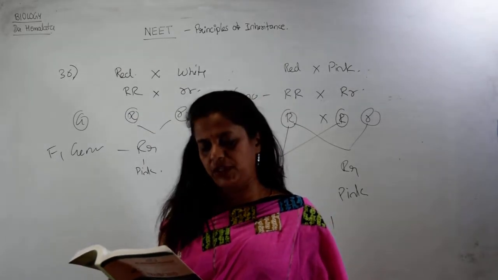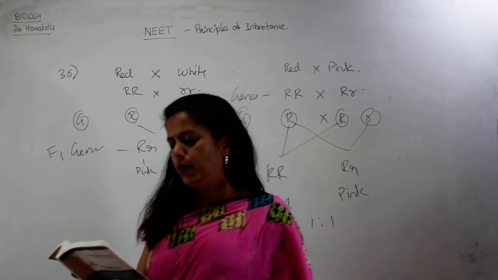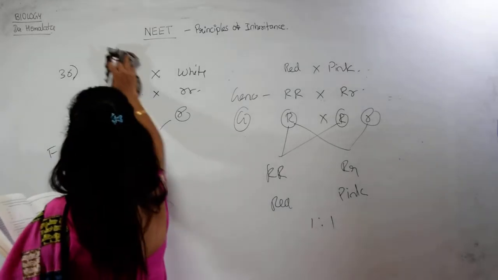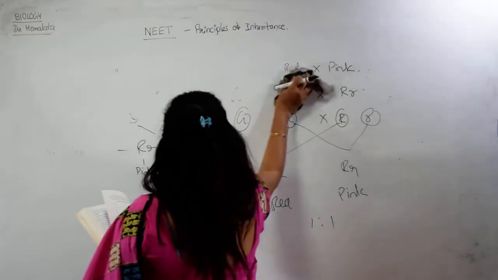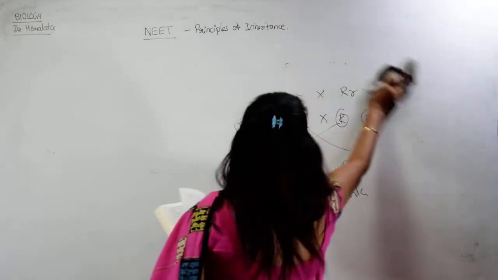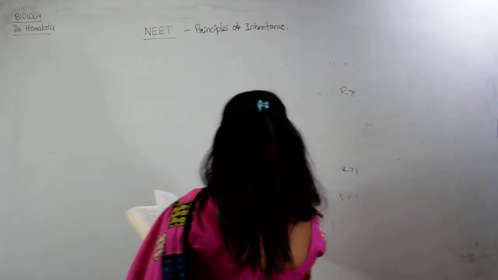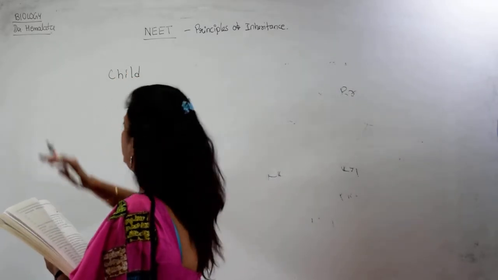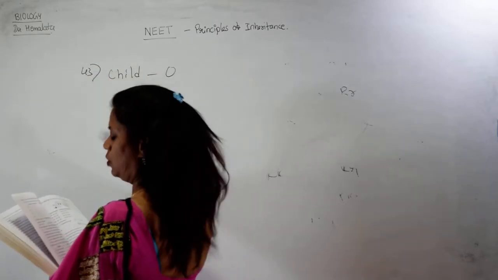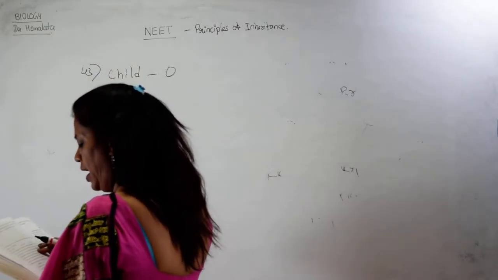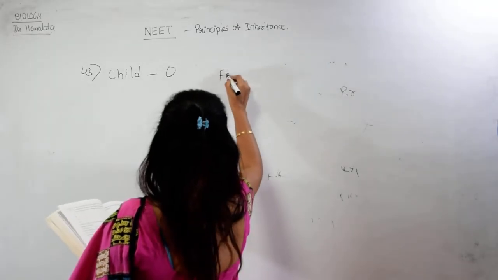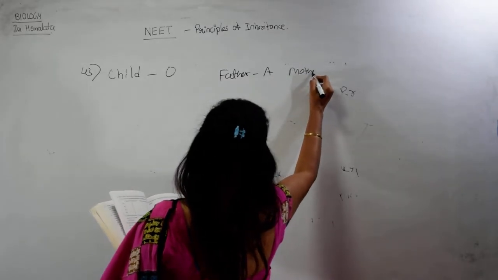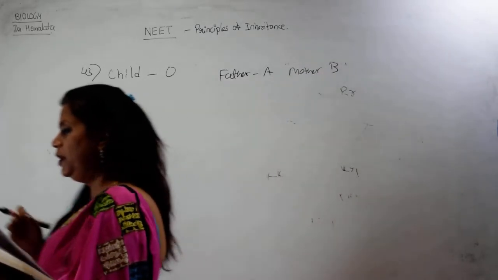Let's go to the different type of question. 43rd. A child has the blood group. So I am giving you the next question. The child's blood group is O. Okay, let me write. The question number is 43. Child has O blood group. Then father has A blood group. Right? Father's blood group is A. Mother is having B blood group.